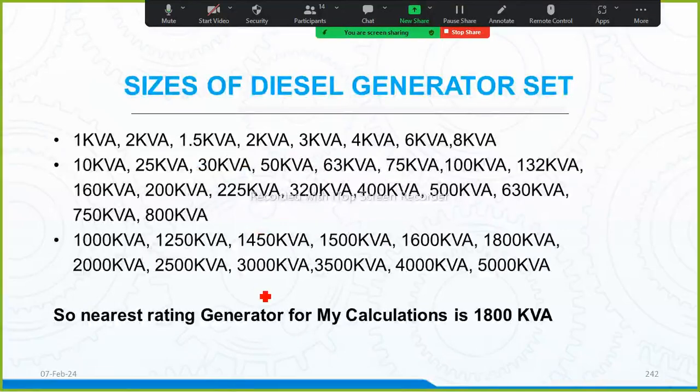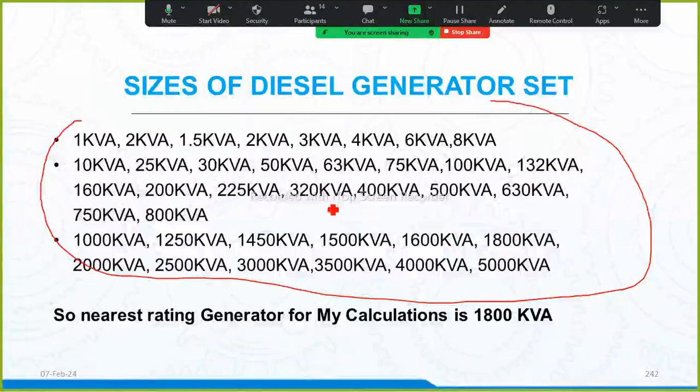Next, when you see the nearest size availability, these are the generator sizes which are available in the market. So I have taken the nearest size of the generator, which is 1800 kVA.